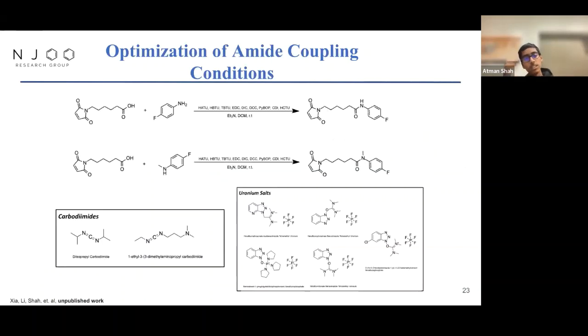So we decided to first screen a variety of coupling agents, including HOT2, HBTU, TB2, EDC, and more. And these coupling agents fell into two major categories, which were carbodiimides and uranium salts. So what you can see on the right is these uranium salts have one thing in common, which is these three nitrogens and this benzene ring right here. And so that's what we call a benzothiazole, and that's not present on these carbodiimides on the left.